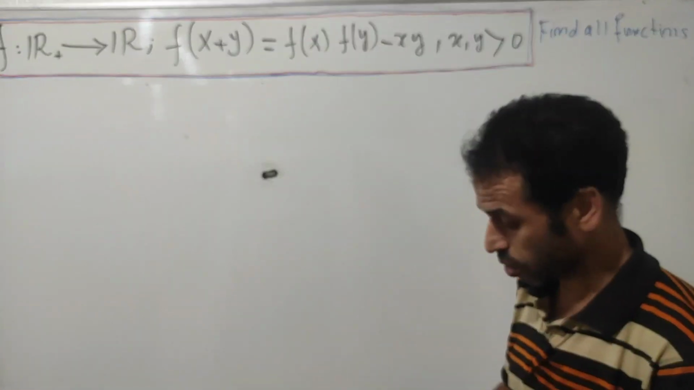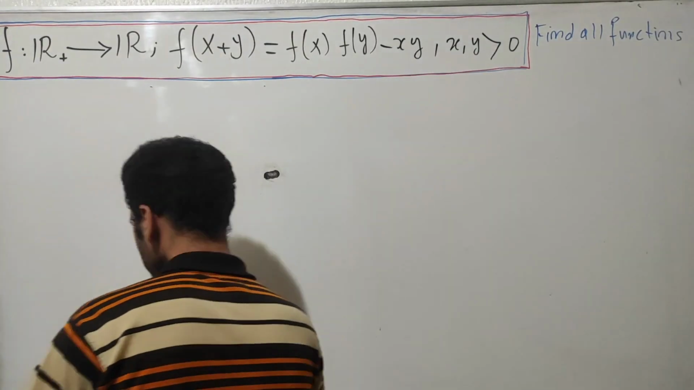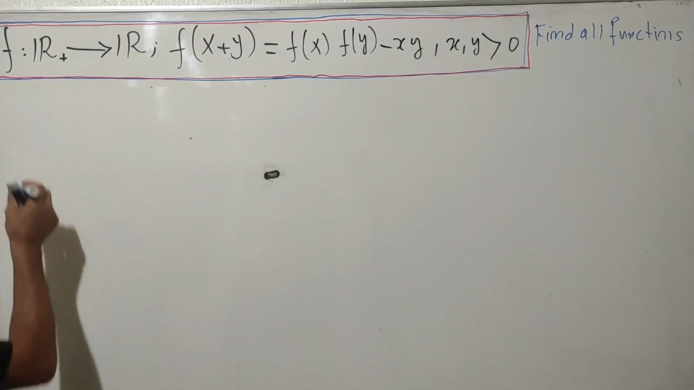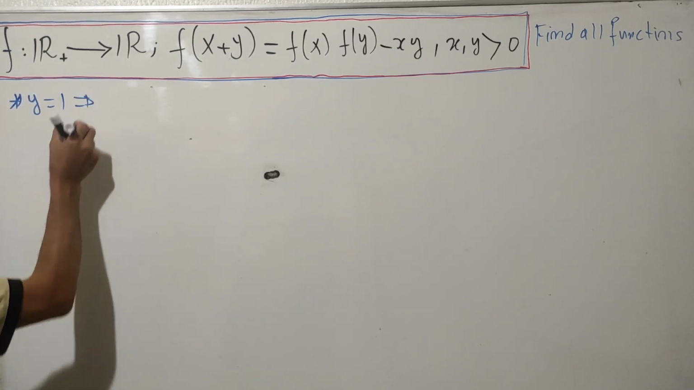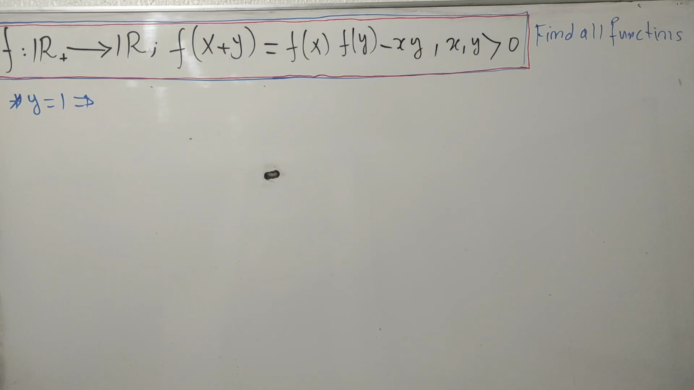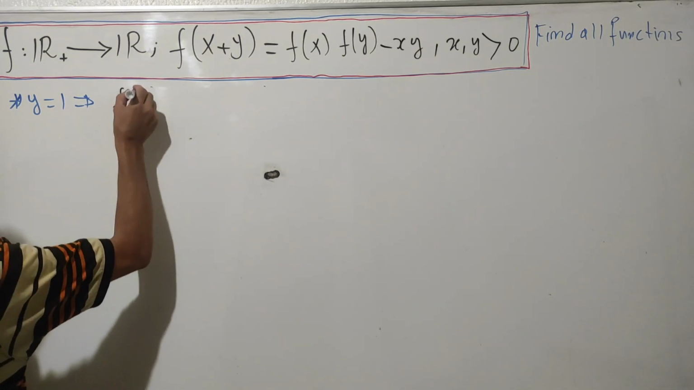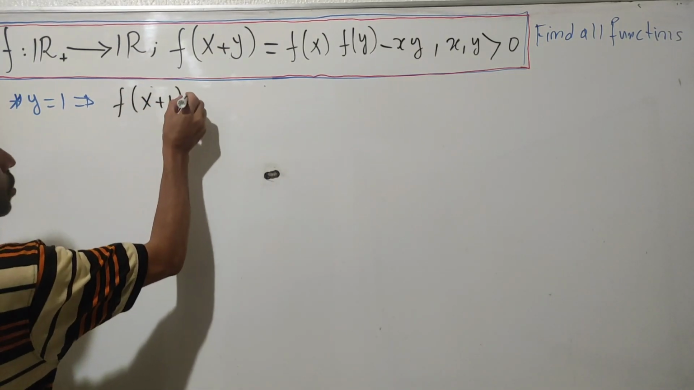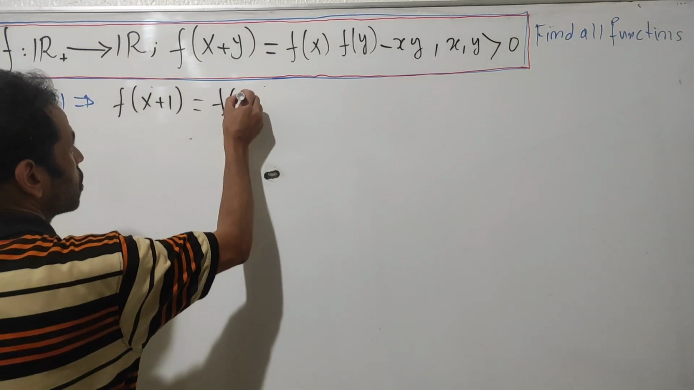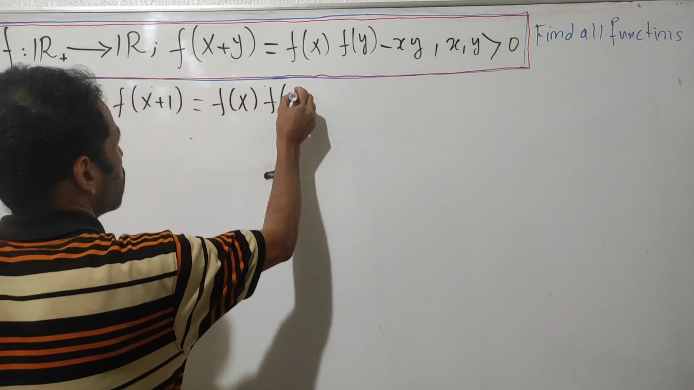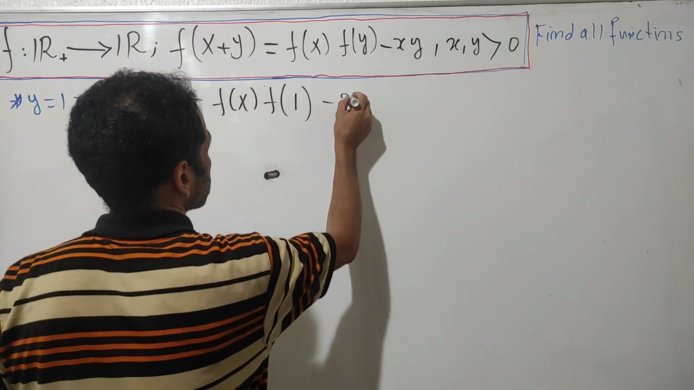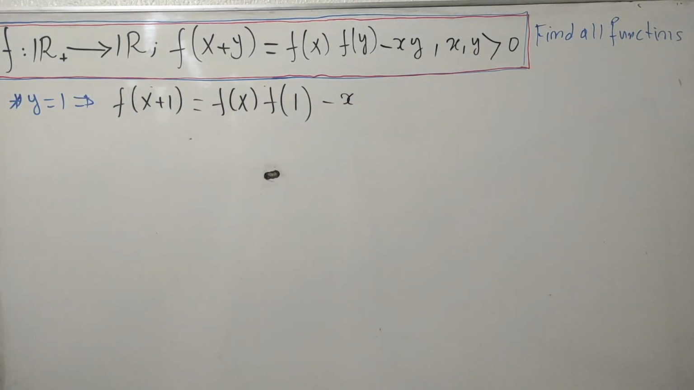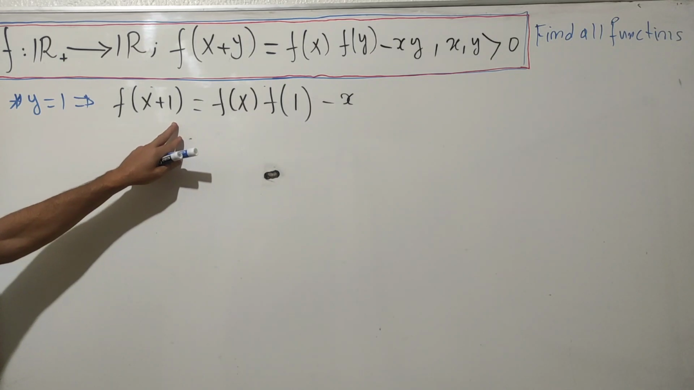Okay, now let's jump into the solution. Obviously, if I give y equals 1, I will have a nice thing here. So I get the following equation: f of x plus 1 equals f of x multiplied by f of 1 minus x.